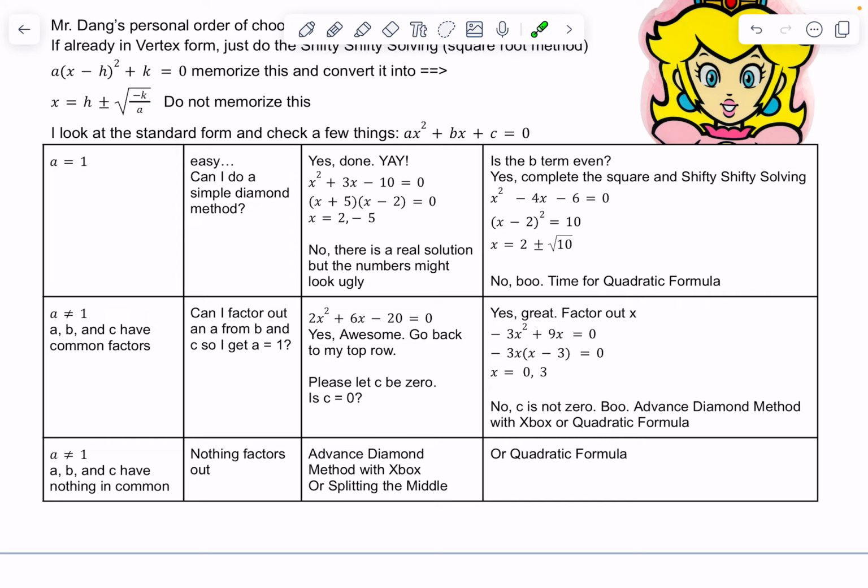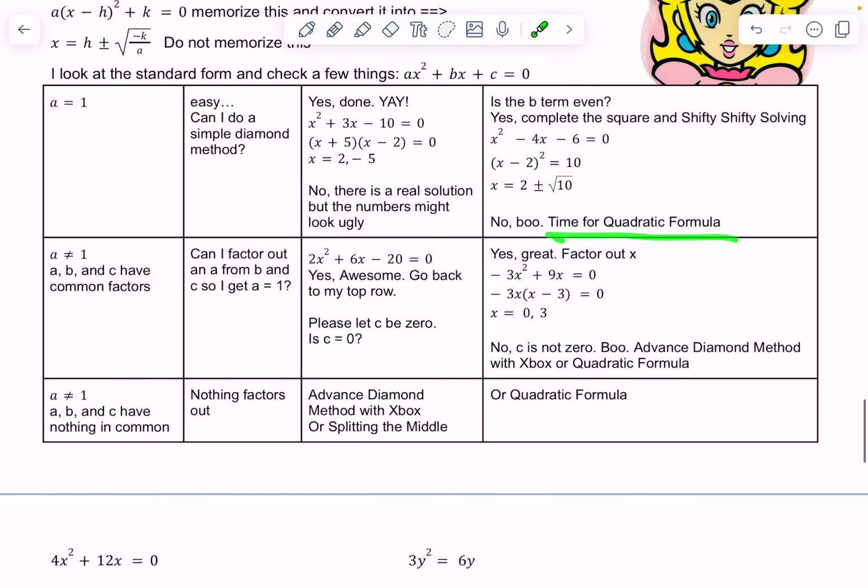If it doesn't work, and there's a real solution but the numbers might look ugly, then let's see what else I can do. Is the middle term even? If the middle term is even, then maybe I can complete the square and do a shifty. Awesome, that could work. If the middle term isn't even, I don't want to do it, but you'll probably have to use the quadratic formula. That's what you gotta do.